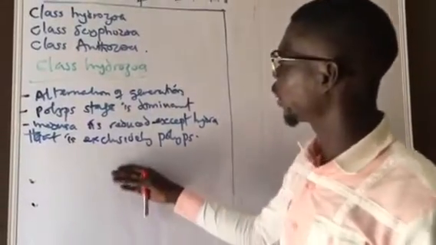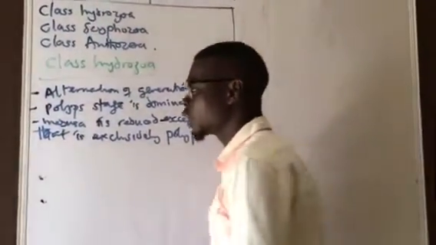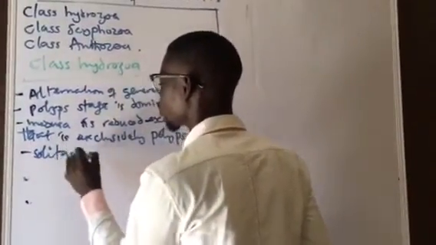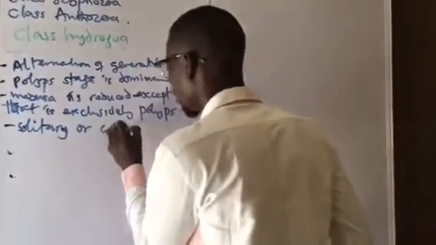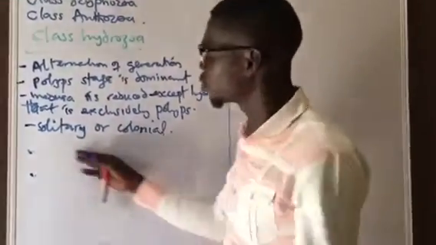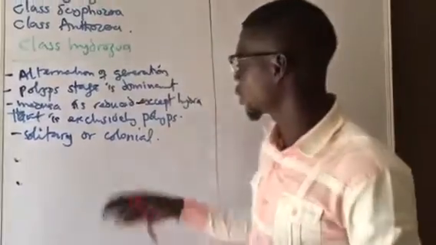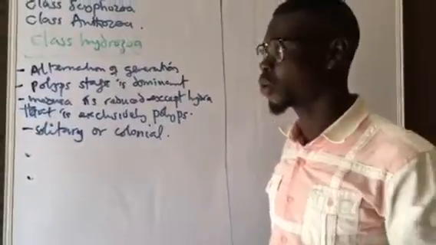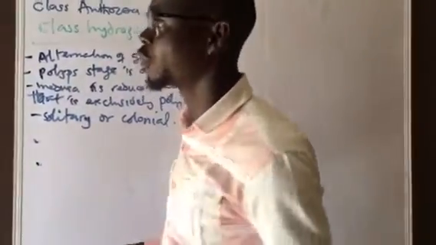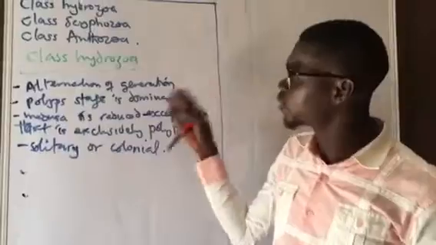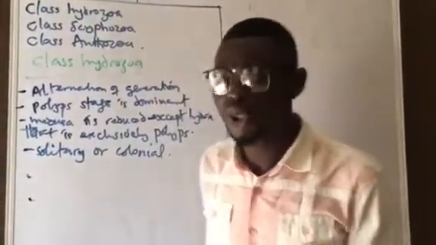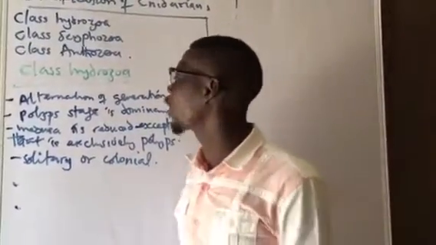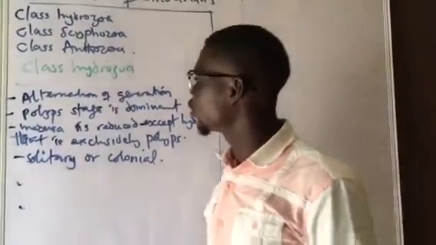Then we also have another characteristic. They can be solitary or colonial. Some occur singly, while other ones occur in colonies. They can occur in either freshwater or saltwater. Hydra is majorly found in freshwater, but other hydrozoa are found in marine water. That is another characteristic of that class.